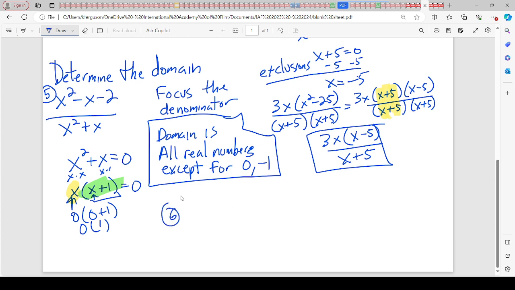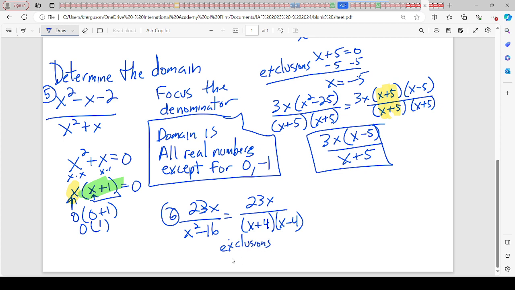So then let's look at number 6. 23x over x squared minus 16. x squared minus 16 is the difference of squares. So I'm going to factor that. I got 23x on the top, and I've got x plus 4 times x minus 4. So I know what my exclusions are. My exclusions are -4 and 4. It's just what values of x make that 0. Just so you're understanding, you set those equal to 0 and you solve the little equation. So those are my exclusions.